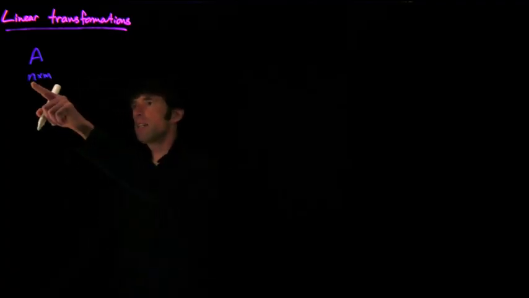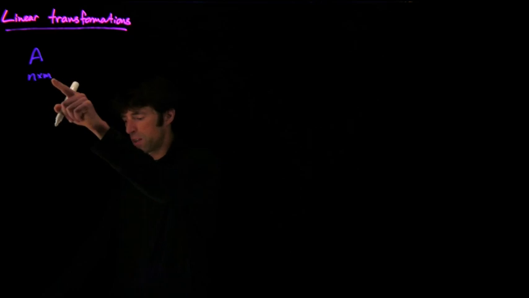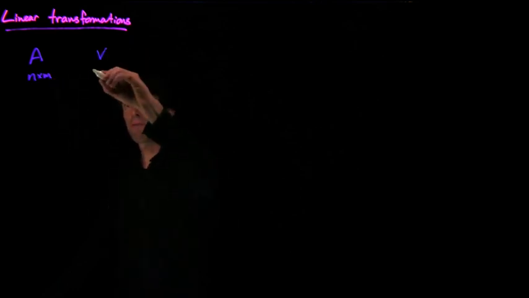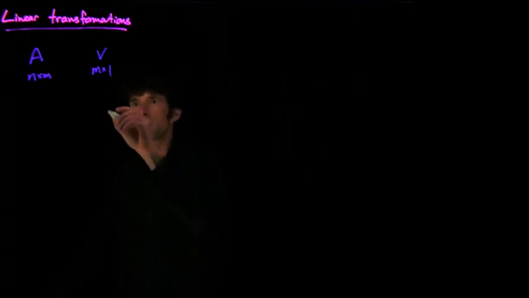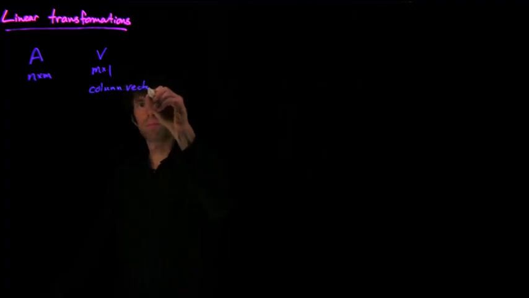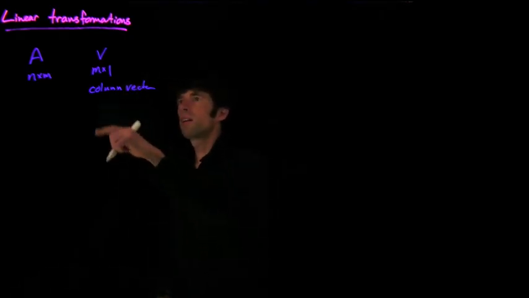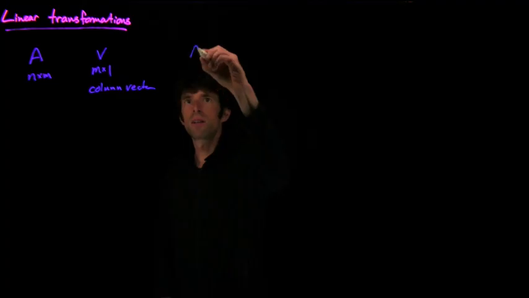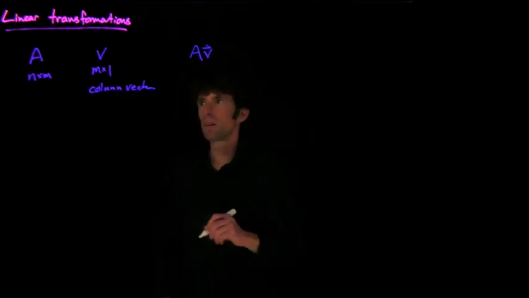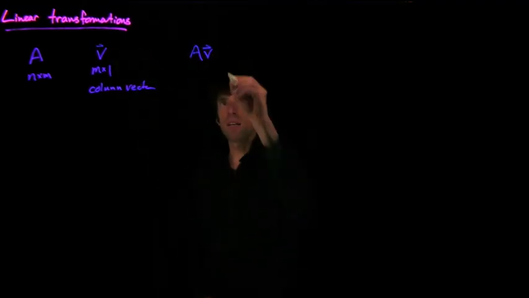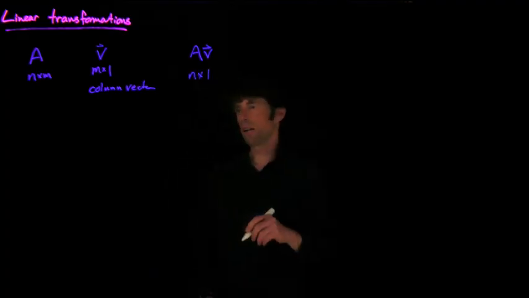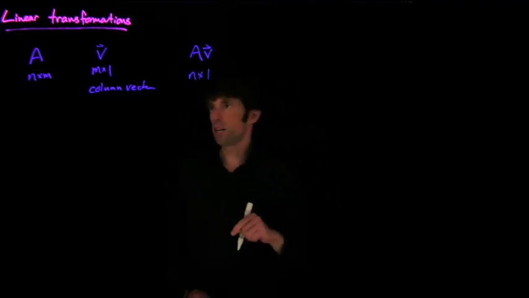So this means it has n rows and it has m columns. Now, if I have such a matrix, and I have a vector, which is a column vector, so it's m by 1, then I can consider the product of this matrix times this vector. So I can consider A times that vector v, and this will be something which is now an n by 1 column vector, so a column vector with n entries.